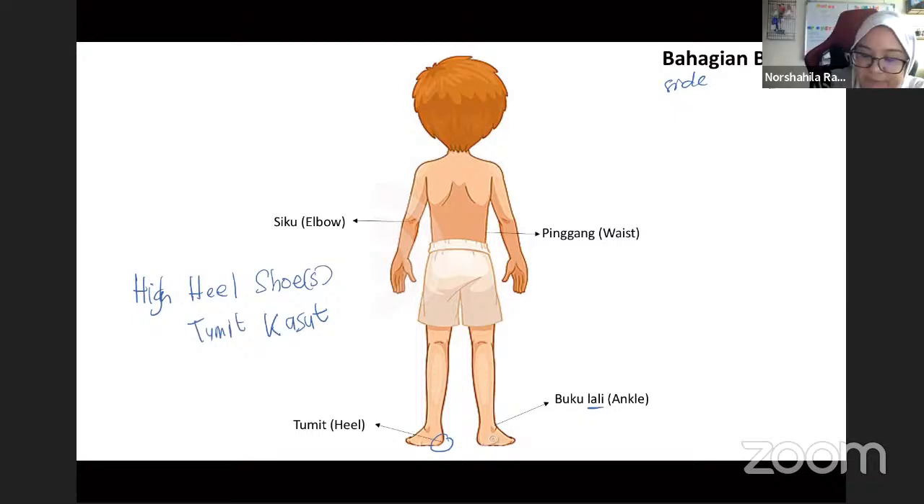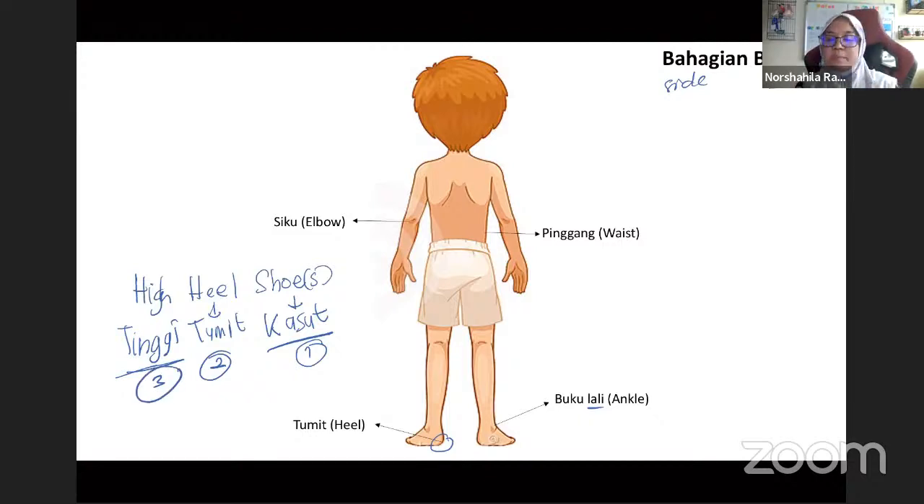Okay, kasut tumit tinggi. High means tinggi. So tinggi means high. Anything that you want to refer about the high, it means tinggi. So tumit is heel. Kasut means shoe. If you want to make it as a plural, so you make it as kasut-kasut. So in Bahasa Melayu, we need to do some arrangement. That's why we call it as kasut tumit tinggi. Okay, we swap the position.